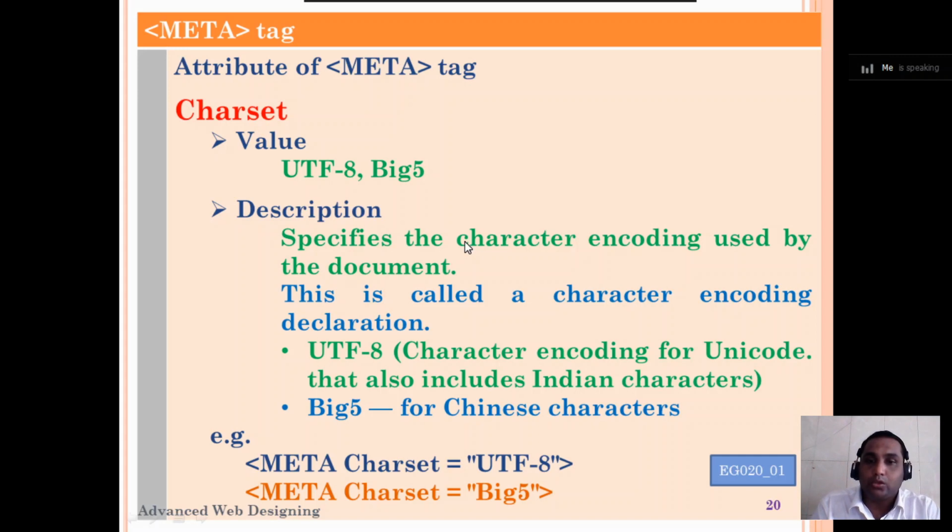Like UTF-8. UTF-8 is what? Unicode. It is a Unicode which includes Indian characters as well. Indian characters means all the languages we use in India can be seen on the web browser. So when I say I am using UTF, UTF is universal character encoding for Unicode, and it also includes Indian characters. Big Five is specifically for Chinese and Japanese characters. So when you write meta charset equals UTF-8, it means you are using the universal character code, UTF-8.